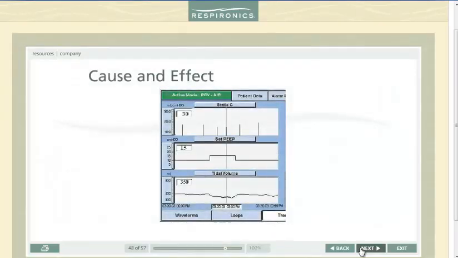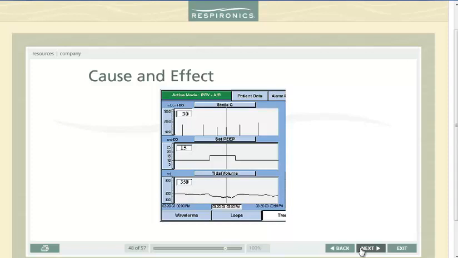This slide illustrates three trended variables: static compliance, set PEEP, and exhaled tidal volume. While on a PEEP of 10 centimeters of water, the patient's exhaled volume was 500 milliliters and static compliance was around 40 centimeters of water.